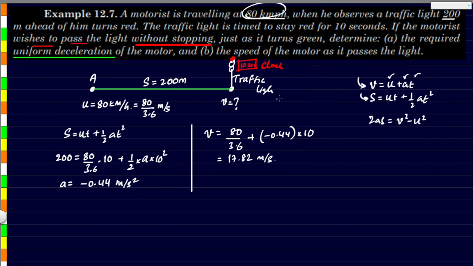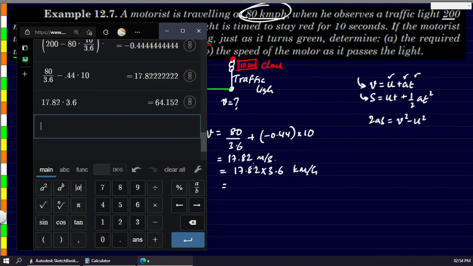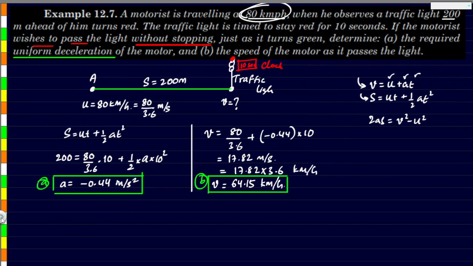But since the question gives us the value of velocity in kilometer per hour, let's convert this into kilometer per hour. For that we just need to multiply by 3.6. So let's find that in kilometer per hour. So 17.82 into 3.6, that's giving us 64.15 kilometer per hour. So this is the final velocity. So these are our two results. So this one is for the b part, and this result is for the first part, that is a.